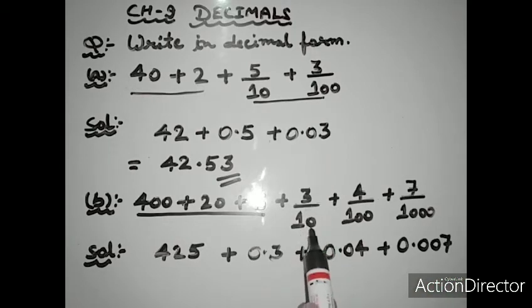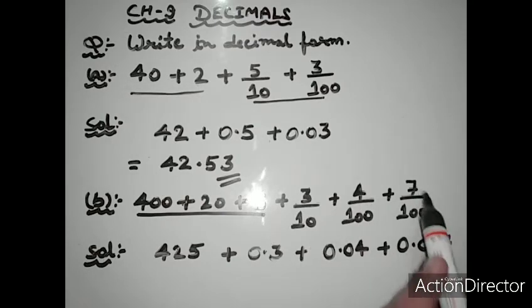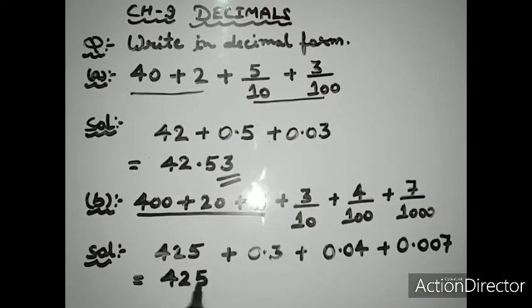Now 3 upon 10 means 3 in the tenths place. 4 upon 100 means 4 in the hundredths place. 7 upon 1000 means 7 in the thousandths place. So tenths, hundredths, thousandths, right? Now we add all these numbers, and here we get 425.347.